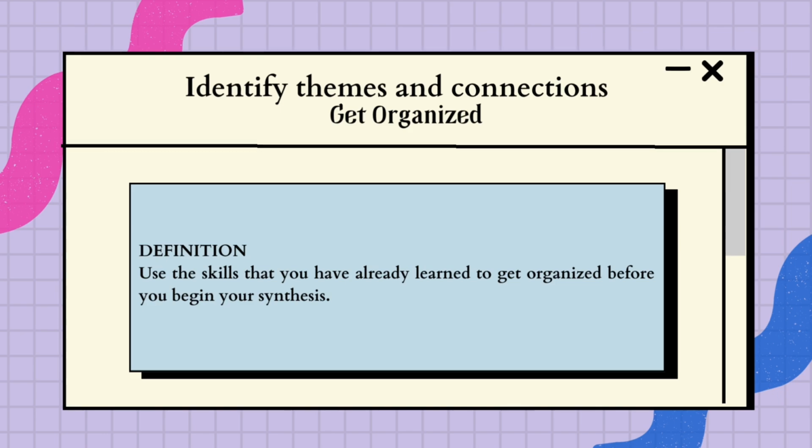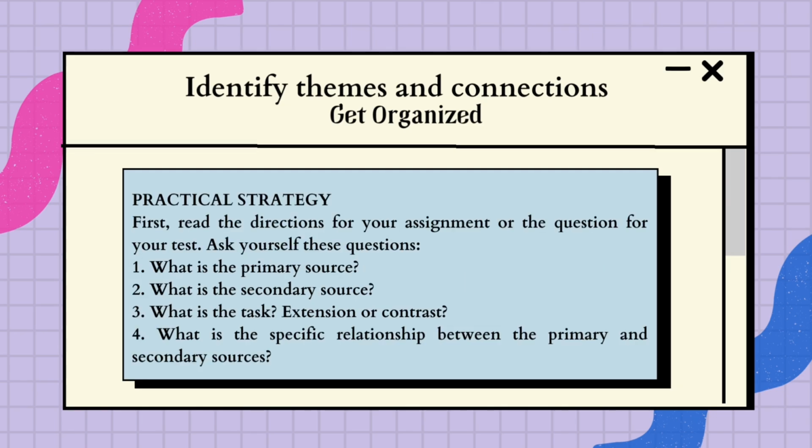Fourth, get organized. Use the skills that you have already learned to get organized before you begin your synthesis. Practical strategy. First, read the directions for your assignment or the questions for your test. Ask yourself these questions. 1. What is the primary source? 2. What is the secondary source? 3. What is the task, extension or contrast? 4. What is the specific relationship between the primary and the secondary source?